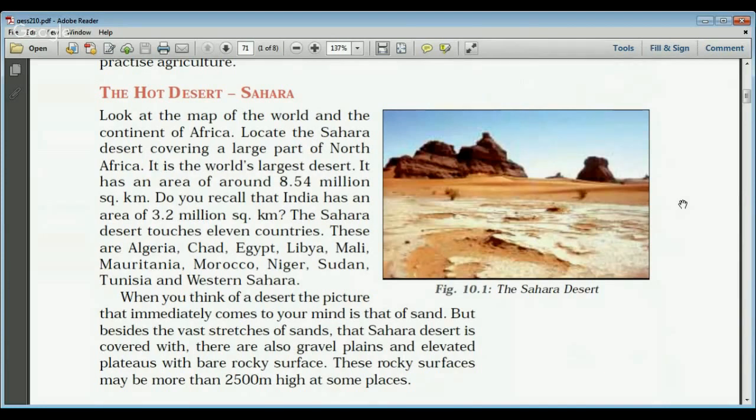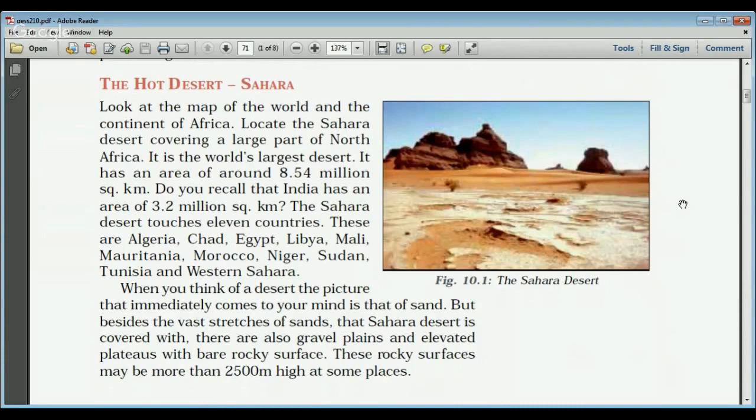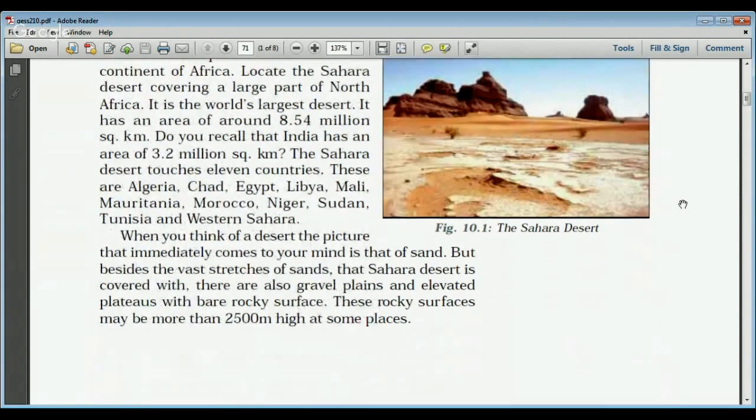And this is also a very important fact, that the Sahara Desert touches 11 countries. This can be asked, and this has been asked various times. The names of these countries are Algeria, Chad, Egypt, Libya, Mali, Mauritania, Morocco, Niger, Sudan, Tunisia, and Western Sahara.